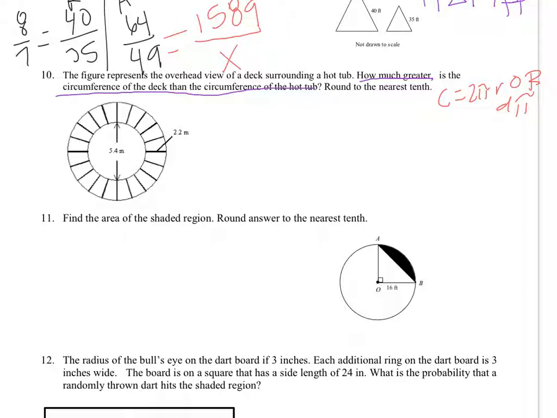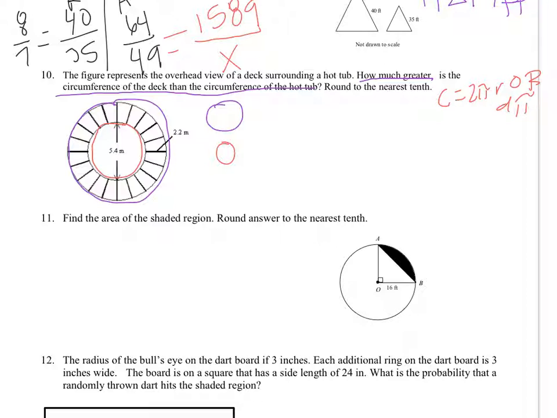Now I'm going to stay nice and organized, and I'm going to have the large circle like that, my small circle like that. So my large circle, if this is 5.4, and each one of these segments is 2.2, so this is 2.2 and this is 2.2.